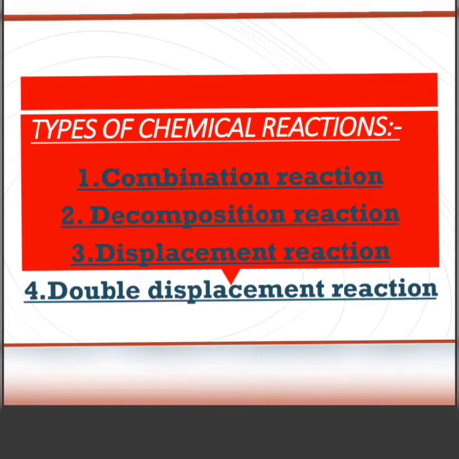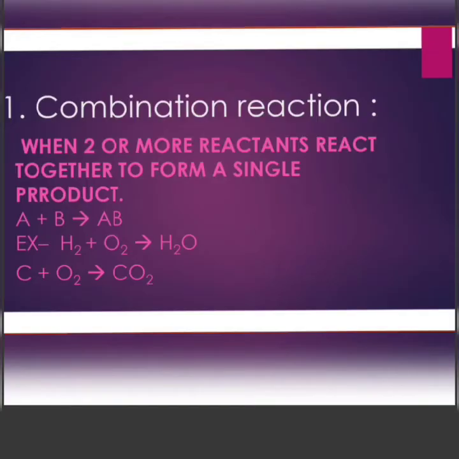Types of chemical reaction. This is one of the important topics of the chapter. There are 4 types of chemical reactions. Number 1 is combination reaction. Number 2, decomposition reaction. Number 3, displacement reaction. And number 4, double displacement reaction. Now we are going to discuss these 4 types of reactions one by one.